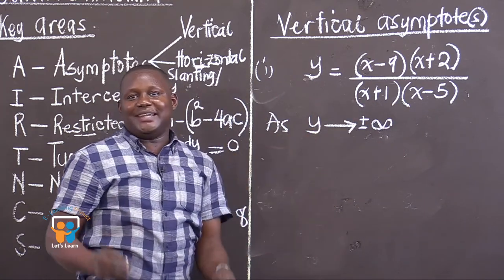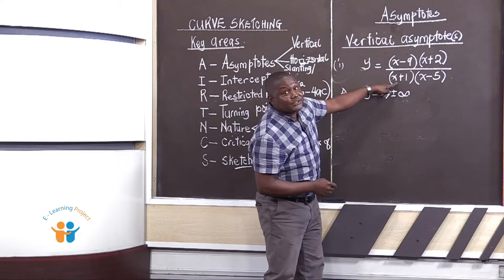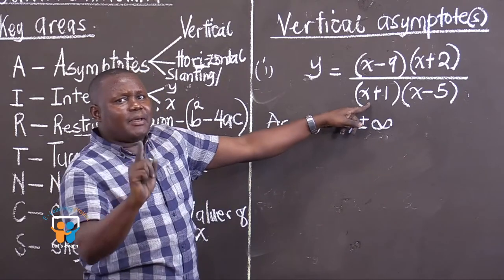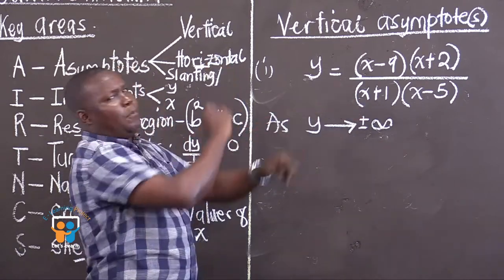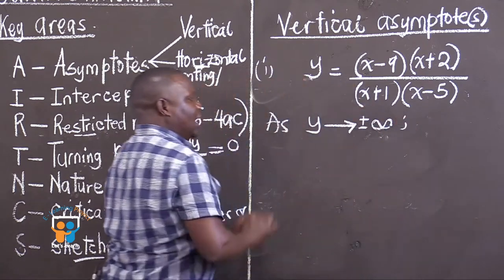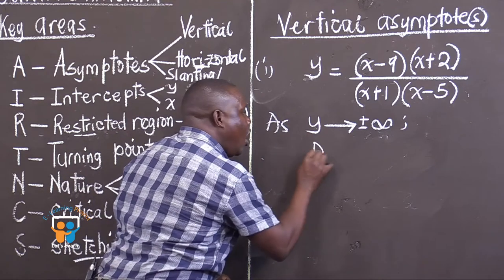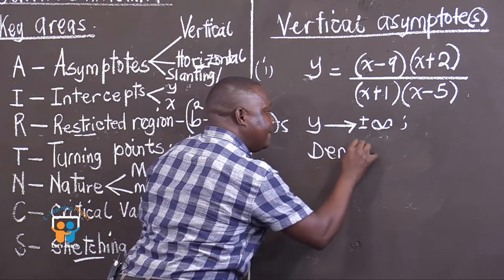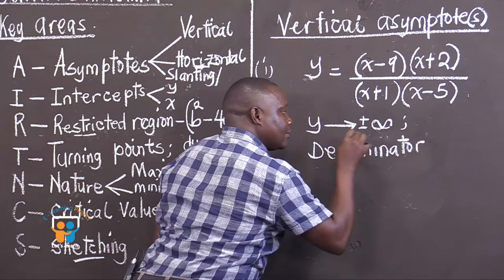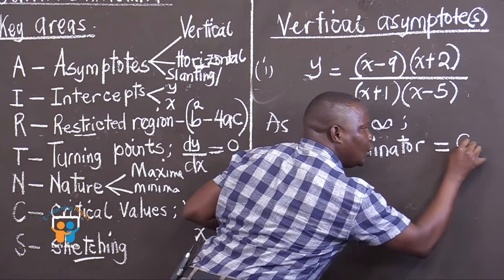And I've said the moment our y turns to positive or negative infinity, the denominator becomes, you've already forgotten, you said 6. No! The denominator becomes, someone from Iganga tell me, the denominator becomes, very good, you're brilliant. The denominator becomes a 0. Therefore, in this aspect, since our y is turning to positive or negative infinity, the denominator must be equal to 0.